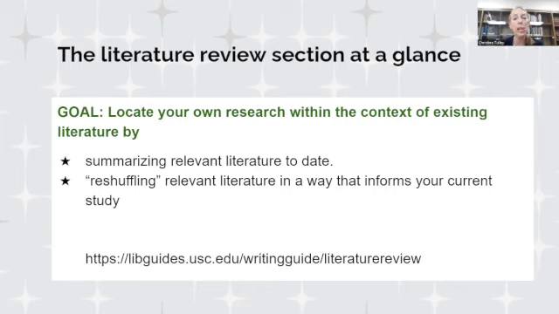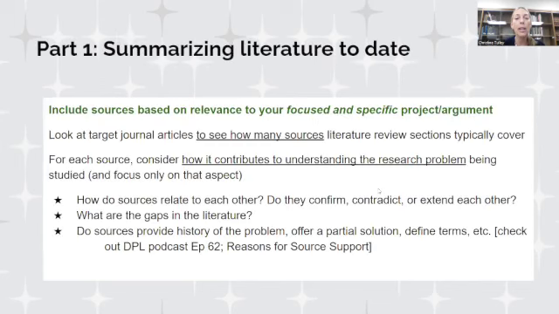So for those of you who are just listening in audio only, what we're talking about here is if we're thinking about what your literature review is supposed to do, it's supposed to locate your own research within the context of existing literature. It's supposed to summarize relevant literature to date and then reshuffle that relevant literature in some kind of a way that informs the current study. So that summarizing and that reshuffling could be taking place at the same time. If you move sources around in an order that makes sense for your project, you can summarize them as you get to them. So talking about this a little bit more specifically then in this podcast, I'm really going to focus on just those two parts for the remainder of this episode.